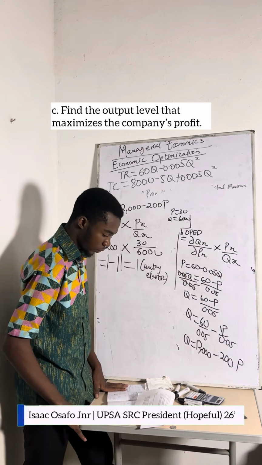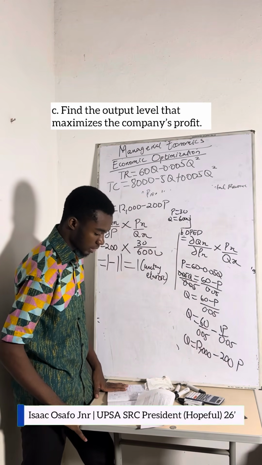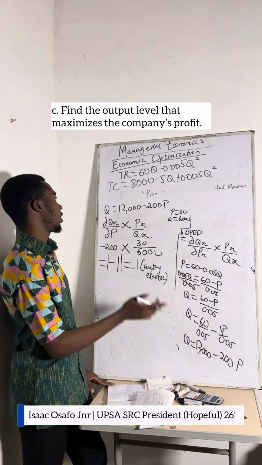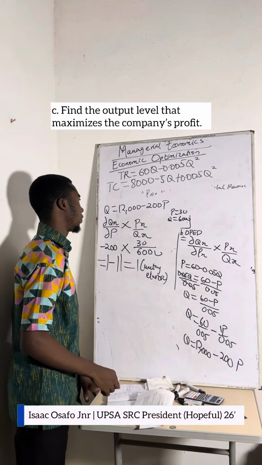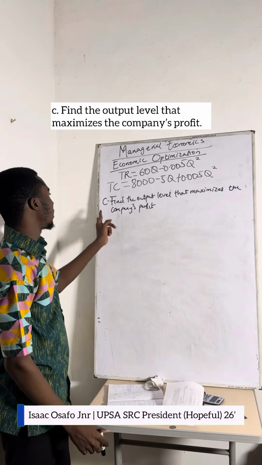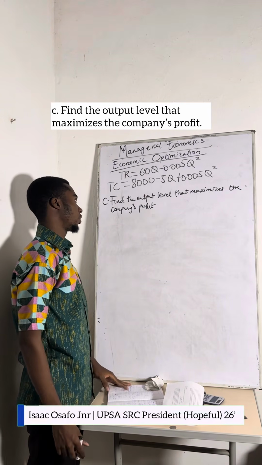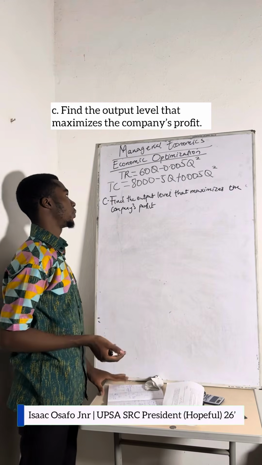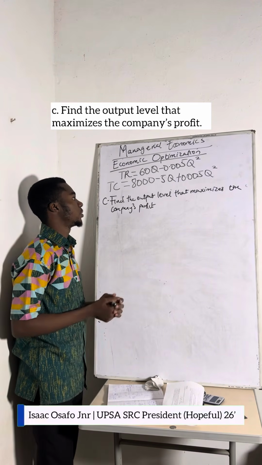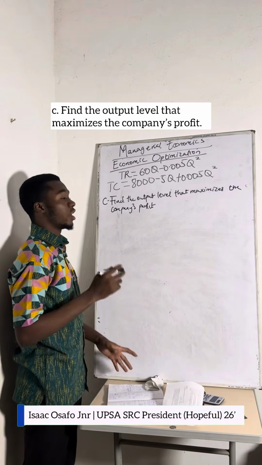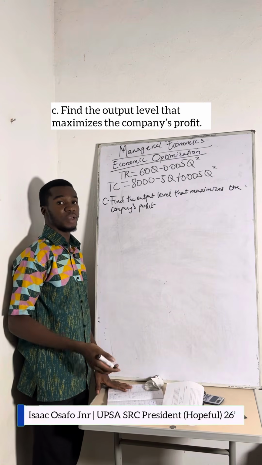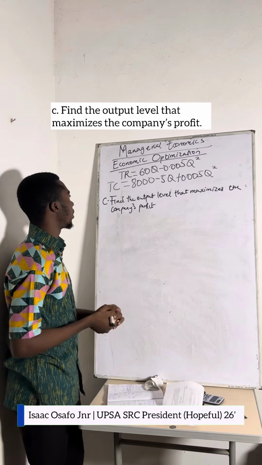The C says to find the output level that maximizes the company's profit. All right, so let me clean the board so that we solve for this one. So we have to find the profit before we even know the output level that will maximize the company's profit. And put this in your head, profit is total revenue minus total cost. I'm sure everyone knows this by now.